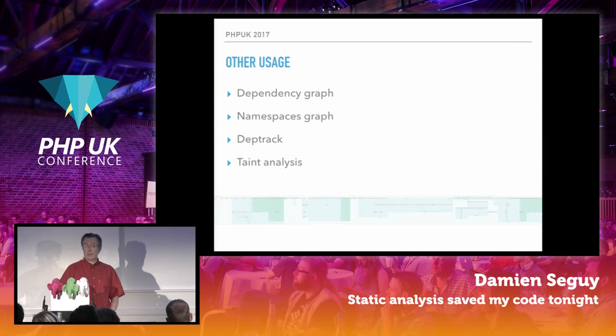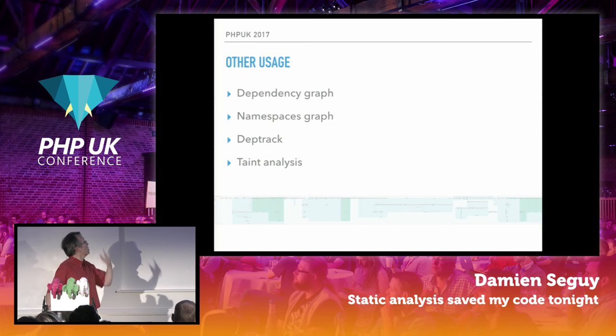Taint analysis, it's a bit like for security: it follows the different usages of a variable. If it starts with a get, for example the underscore GET, it will taint all the variables that are using or depending on the GET. This way you can see which part of your code is being tainted by a dirty value, or a value that has to be filtered before being used.